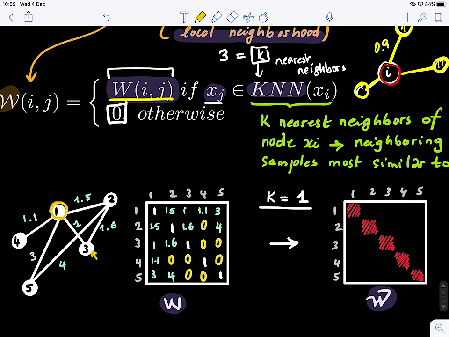Oh, sorry, no, this is 1, so that's the smallest value. This is 1.5, 1.1, 3, right? So it's node number 3. For node number 3, I'm going to put here the same value, which is 1, and the rest will be zeros, right? Now let's do it for node number 2, the closest neighbor. We have 1.5, 1.6, and 4 for this edge, so it's 1.5, which is with node 1, and the rest is 0, okay? So you see how we construct this.